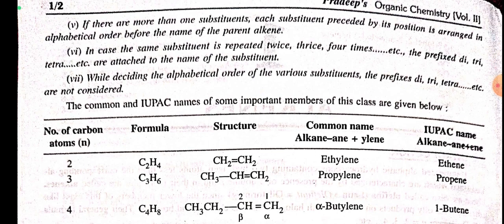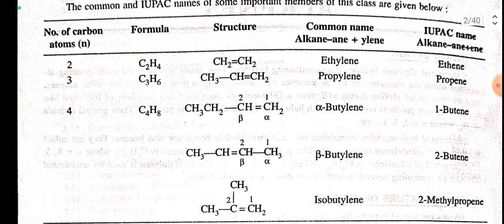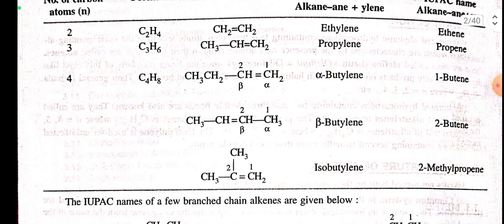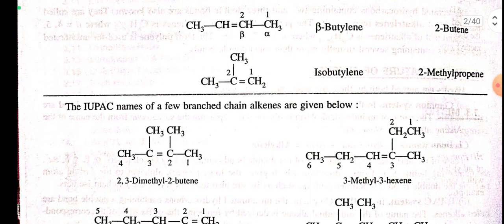While deciding the alphabetical order of the various substituents, the prefixes di, tri, tetra, etc. are not considered. The common and IUPAC names of some important members of this class: CH2=CH2, common name is ethylene and IUPAC name is ethene. CH3CH=CH2, common name is propylene and IUPAC name is propene.